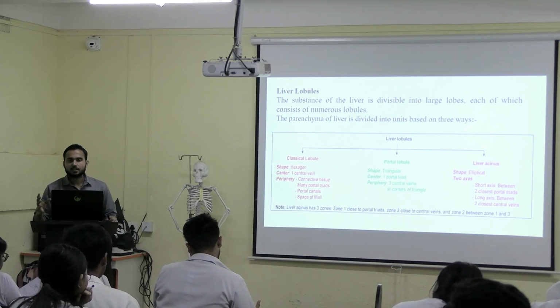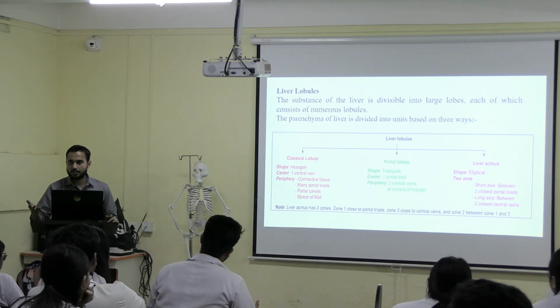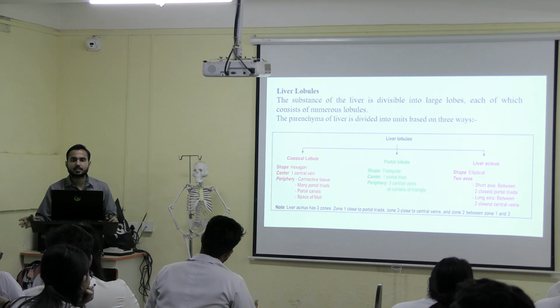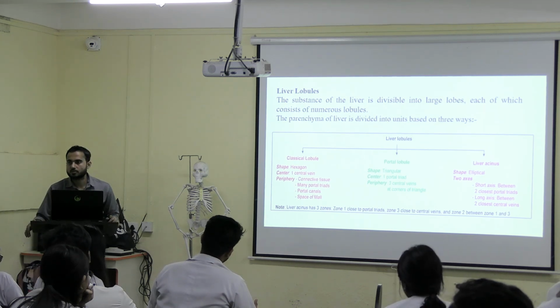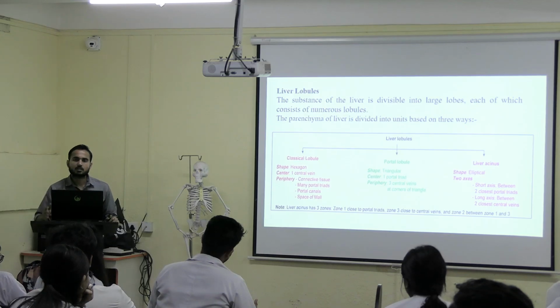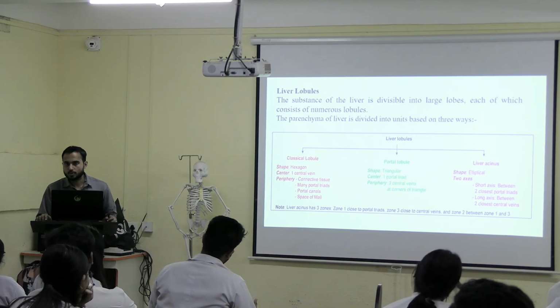So what was parenchyma? In the beginning I mentioned parenchyma means the secreting part or the producing part, which will produce or secrete something. I hope you have studied the function of the liver, what things are produced by the liver. That particular part is divided into three lobules.